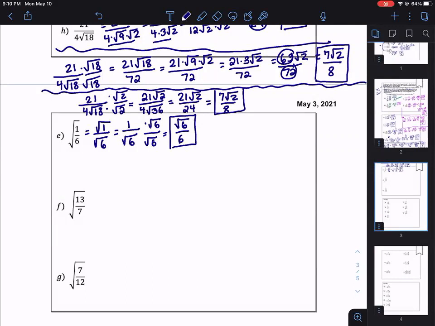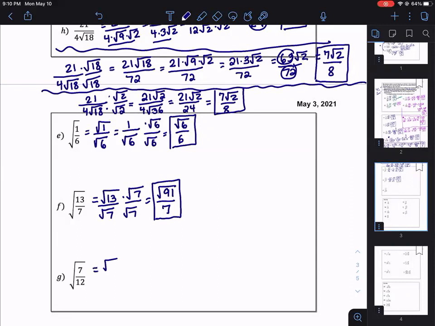In letter F, 13 divided by 7 is not going to be even. So I will get radical 13 over radical 7. Again, I cannot simplify the denominator's radical. So I will rationalize right away. 13 times 7 is going to give me the square root of 91 over 7, and the square root of 91 does not contain any perfect square. So we will leave it as is.